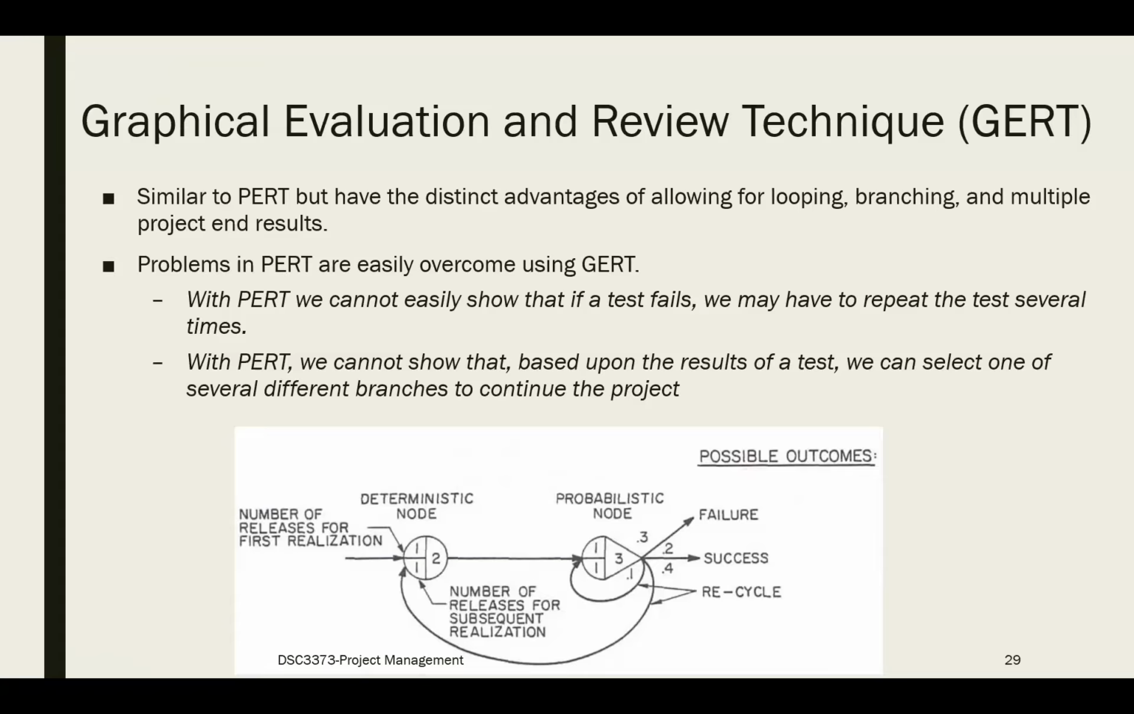The problem with PERT is we cannot easily show that if a certain test fails, we have to repeat the test several times. So we cannot show that based upon the results of the test, we can select one of several different branches. But in GERT, you can loop back to the previous activity and go through it again, depending on the outcomes.